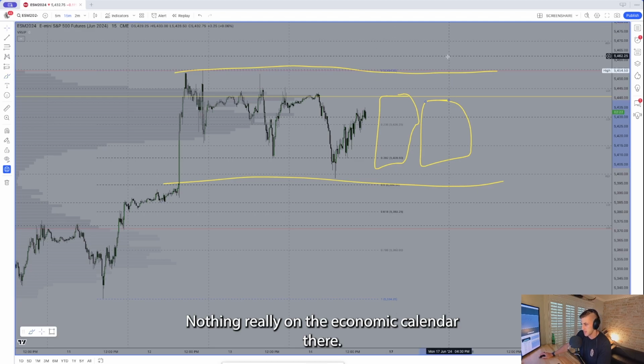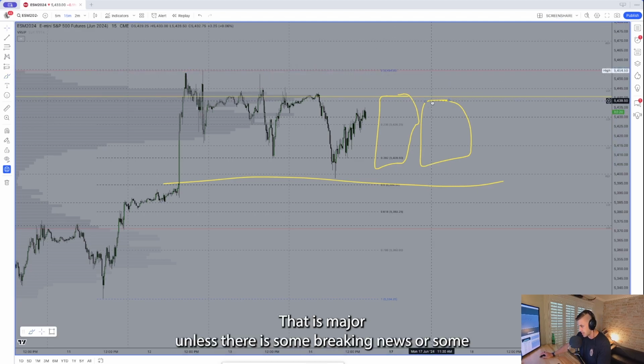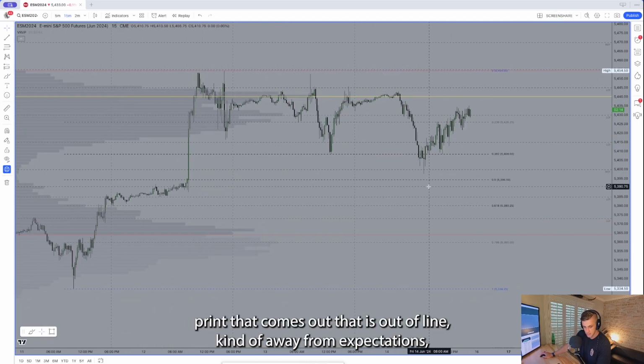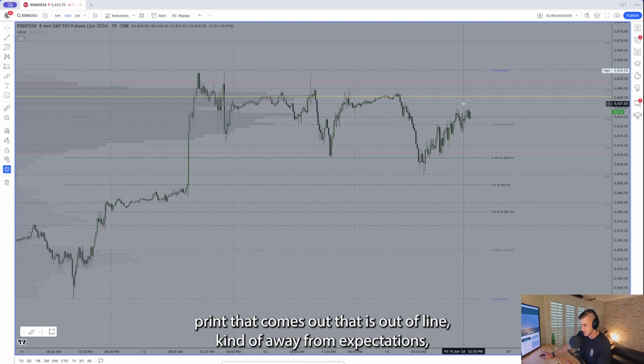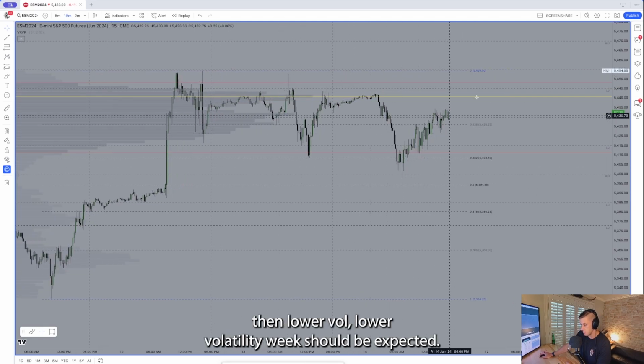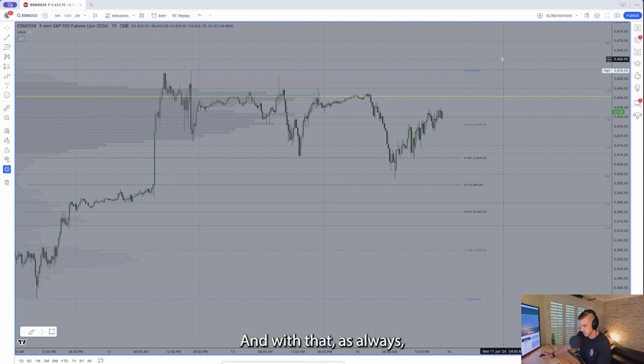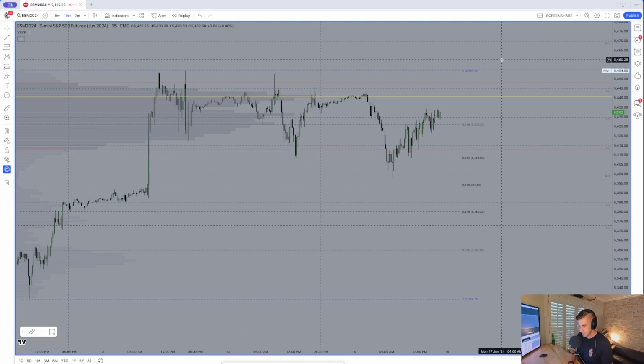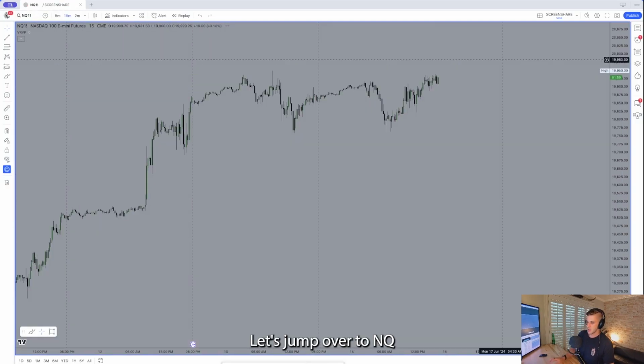Nothing really on the economic calendar there that is major, unless there is some breaking news or some print that comes out that is out of line, kind of away from expectations. Then a lower volatility week should be expected. And with that, as always, you want to make sure that you're trading really strong setups. Let's jump over to NQ.